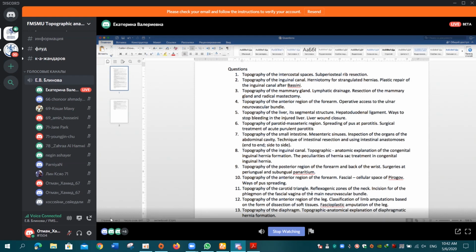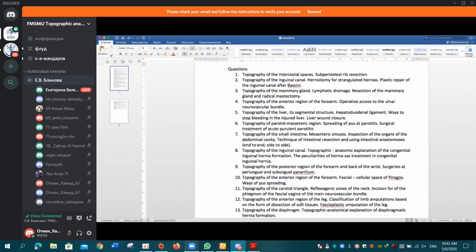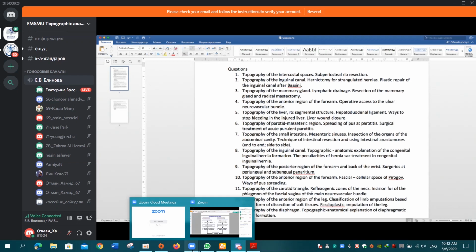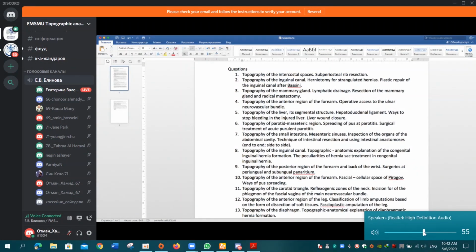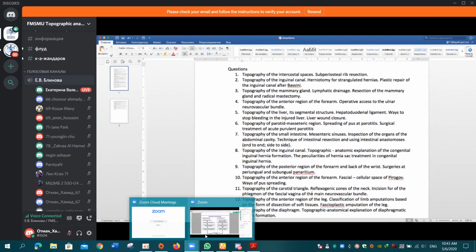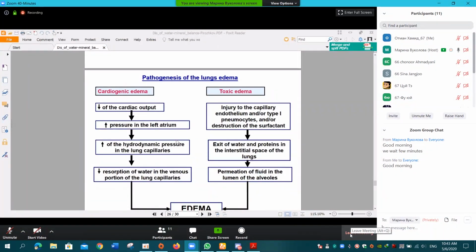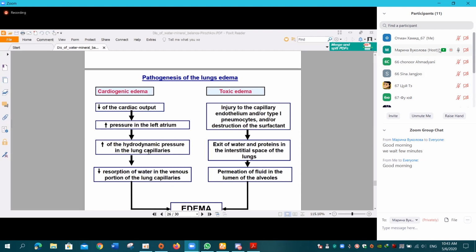Superior border is two fingers below the line which connects the lateral and middle epicondyles of the humerus. Inferior border is two fingers above the line which connects the styloid process of the ulna and the radius. Laterally is the longitudinal line which connects the lateral and middle epicondyles of the humerus to the styloid process of the ulna and the radius.